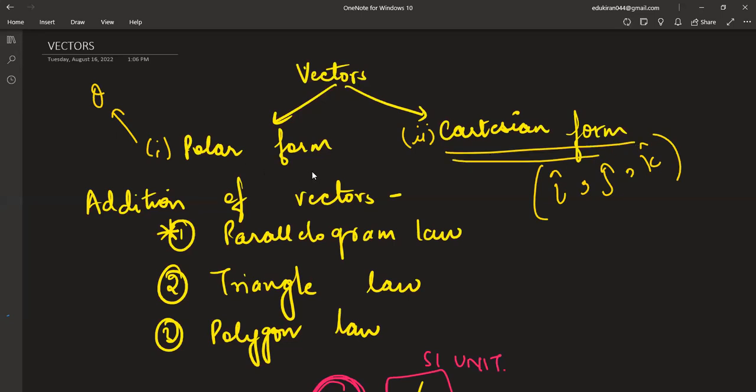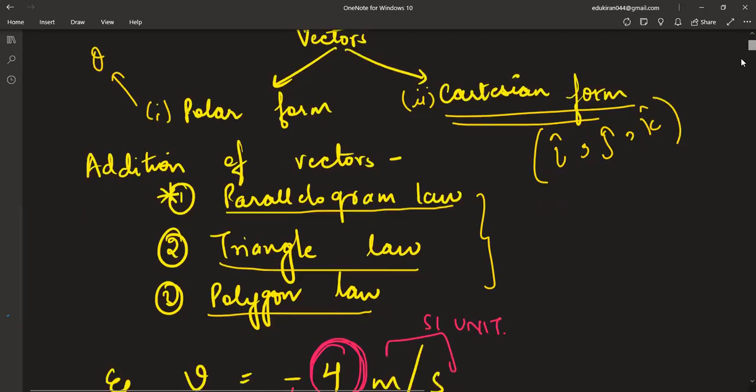Now, when we have to add two vectors in polar form, it means that you are able to identify an angle between the two vectors. You have three laws: parallelogram law, triangle law, polygon law. Out of these, parallelogram law is very, very important. Triangle law we'll be studying. It is similar to parallelogram law. Polygon law is also similar to parallelogram law. The final resultant of all these is the same. The same formula you have to remember. But the derivation of parallelogram law can come in your exam.